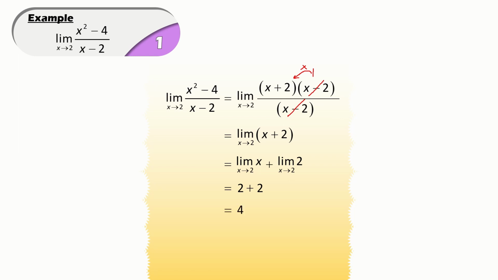Thus, the limit of the function as x approaches 2 is 4. Another example: what is the limit of the quotient of x squared plus x minus 6 and x plus 3 as x approaches negative 3? Again, I encourage you to pause this video and try to find the limit.